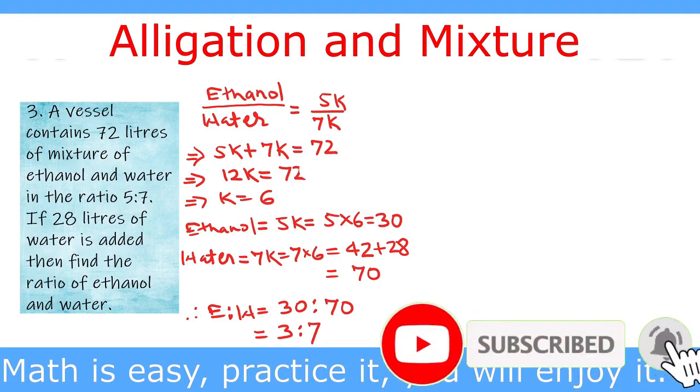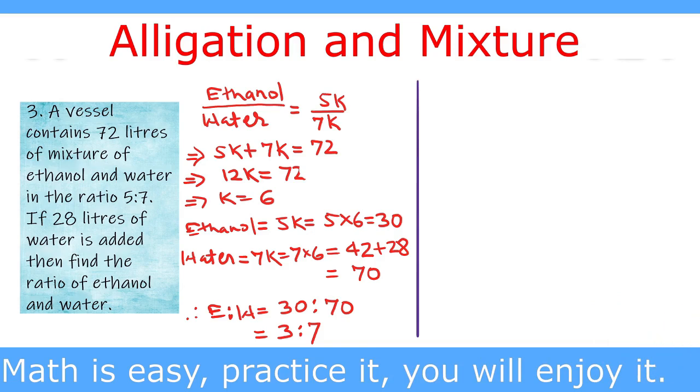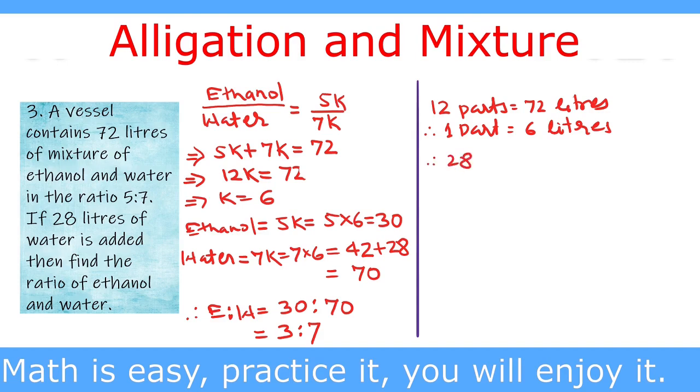Now we solve it by the shortcut method. As the ethanol to water ratio is 5:7, that is 12 parts, 5 plus 7 is 12. So 12 parts equal to 72 liters. Therefore 1 part equal to 6 liters. 72 divided by 12 is 6. Now we have added 28 liters of water. So 6 liters equal to 1 part. Therefore 28 liters equal to 28 upon 6 parts. This is equal to 14 upon 3 parts.